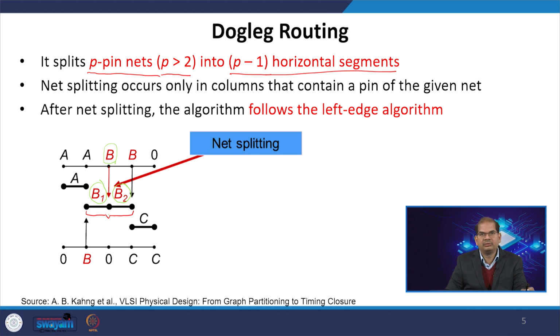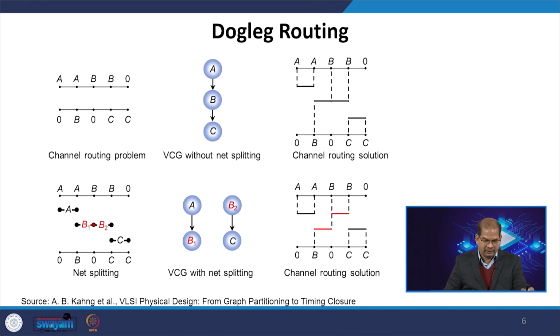Where will the net splitting happen? Where there is a pin in that column. Here there is a B pin, so that is the reason we did the net splitting here. After the net splitting, we follow the previous left edge algorithm, the way we did the left edge algorithm earlier. So, this is the concept of net splitting, and we will look into an example here.